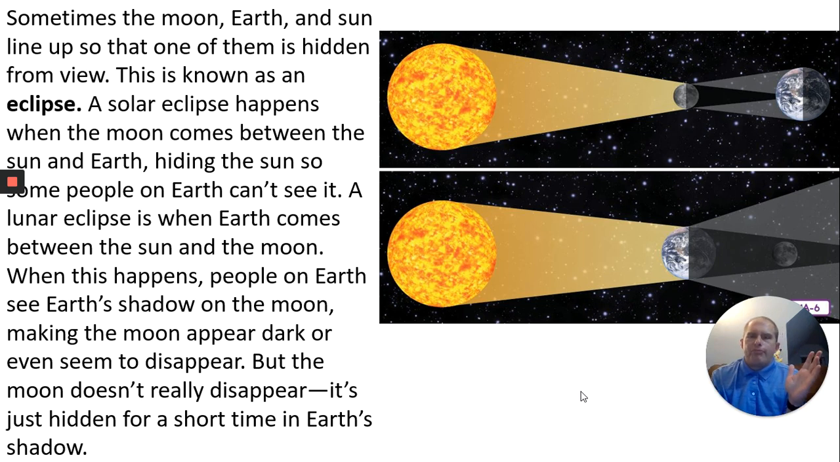Okay, now sometimes the moon, Earth, and sun line up so that one is hidden from view. This is known as an eclipse. A solar eclipse happens when the moon comes between the sun and the Earth, hiding the sun so some people on Earth can't see it. A lunar eclipse is when Earth comes between the sun and the moon. When this happens, people on Earth see Earth's shadow on the moon, making the moon appear dark or even seem to disappear. It's just hidden for a short time in Earth's shadow.